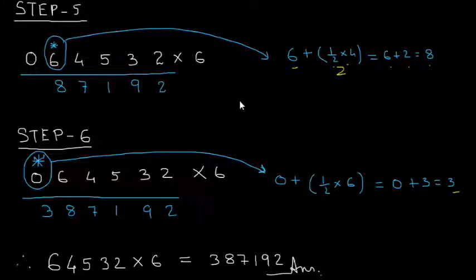The next step, 6. So we'll put 6 plus half of its right hand side neighbor, that is 4. Half of 4 is 2. 6 plus 2 is 8. So I'll put 8 here. Sixth step. It is 0. So half of its right hand side neighbor 6 is 3. 0 plus 3 is 3. We'll put 3 here. So this is the calculation for any number. We can find out the answer for any big number multiplied by 6.